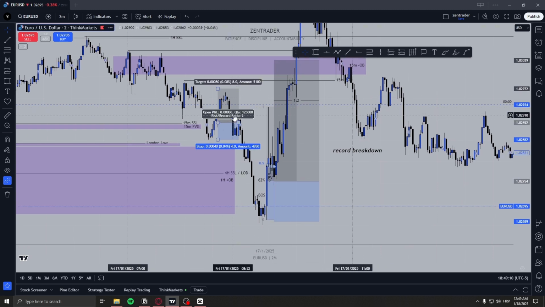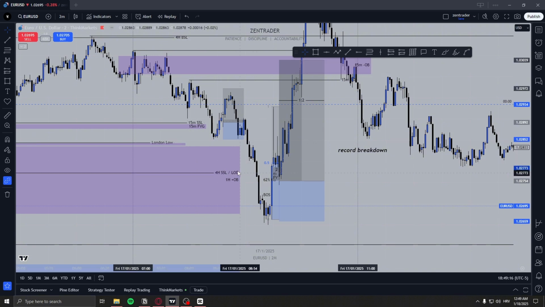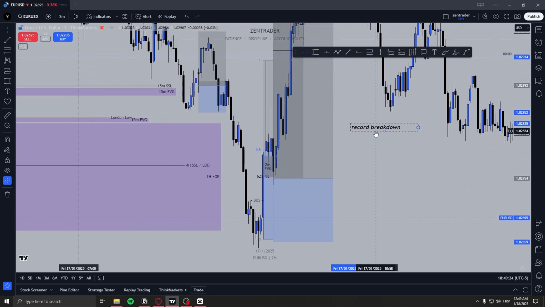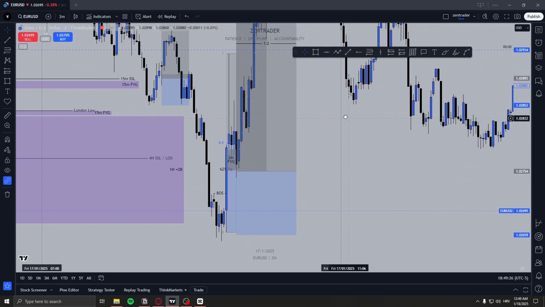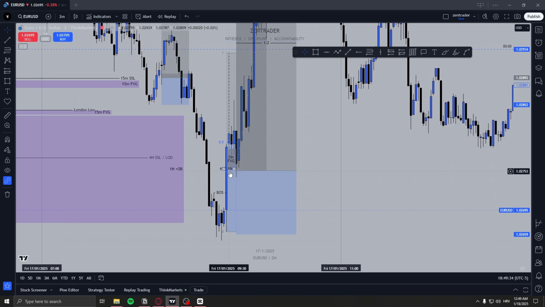And then price moved down even lower, swept London low, reached into a 50-minute fair value gap, and then ultimately swept the low of the day in the 4-hour sell-side liquidity and reached into a 1-hour order block. From there, we are on a 2-minute time frame, and we can see that price created a breaker structure right here with this swing high and left a huge 2-minute fair value gap right here.